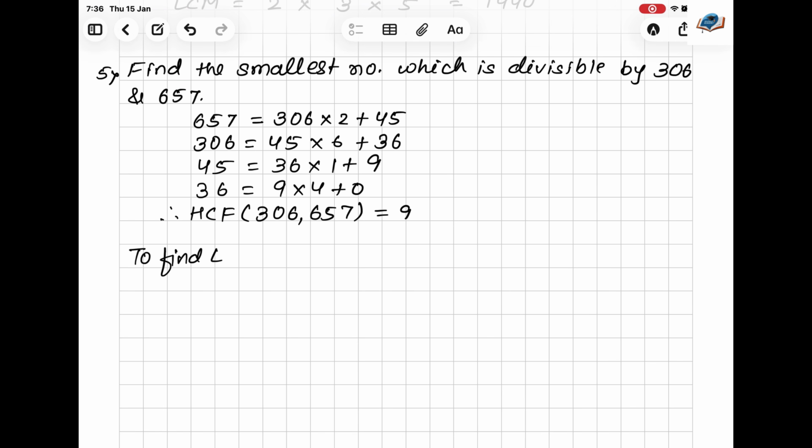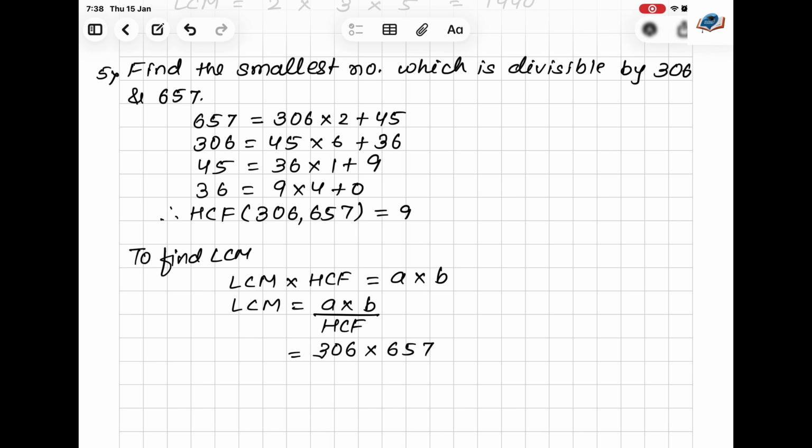To find LCM, I will be using the formula: LCM of two numbers into HCF of two numbers will be equal to the product of those two numbers. So now LCM will be equal to A into B upon HCF. The numbers are 306 into 657, HCF is 9. So that is coming as 22338.